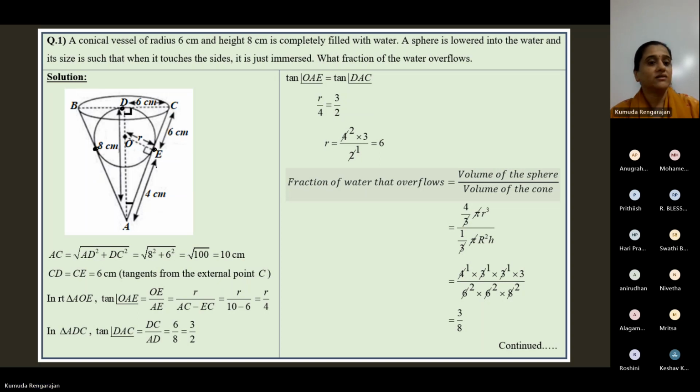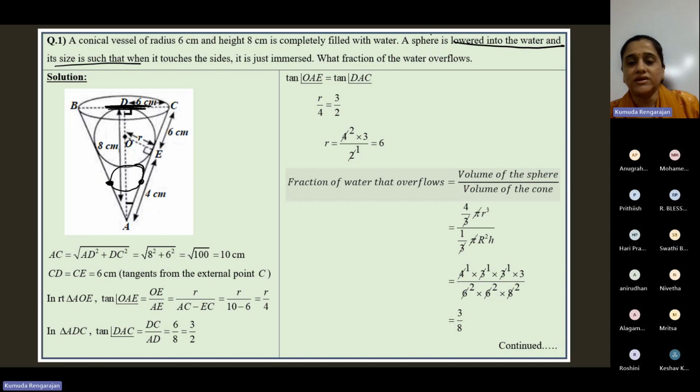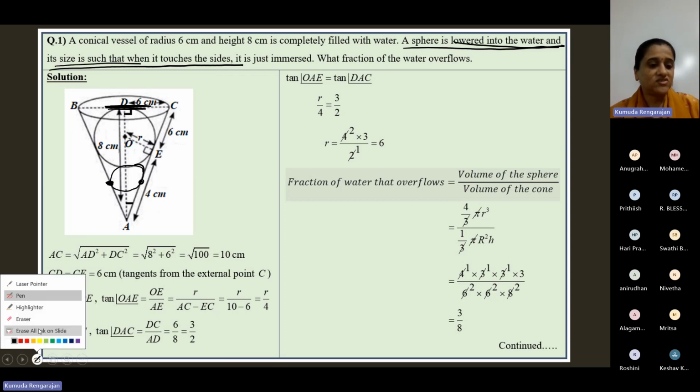Can you see that? You should not draw the sphere here like this, because then it is not touching the base of the cone. It just touches the sides of the cone, the curved surface and the flat circle of the cone. You cannot draw the sphere here because then it touches this part and this part of the cone, but it doesn't touch the top part. But it's given that a sphere is lowered into the water and its size is such that when it touches the sides, it's just immersed.